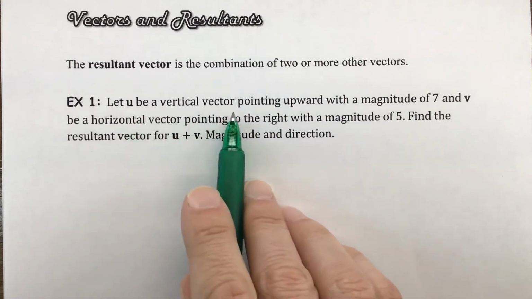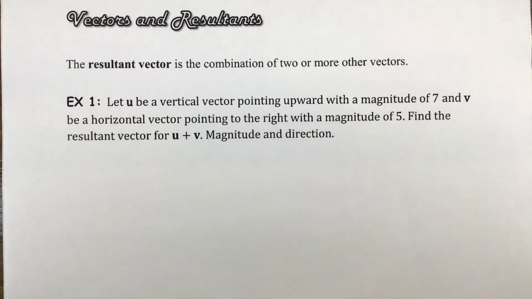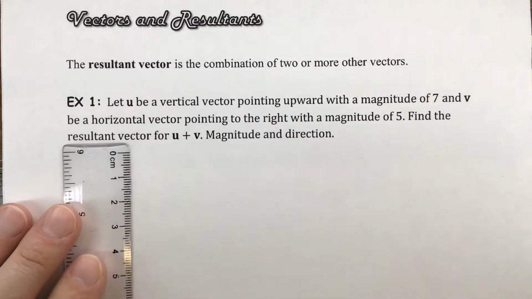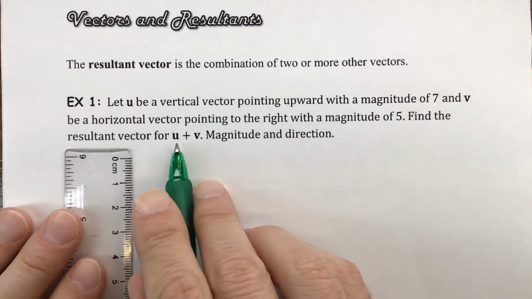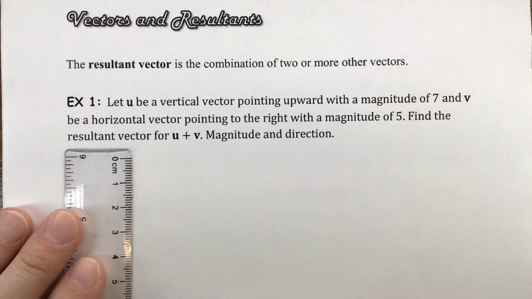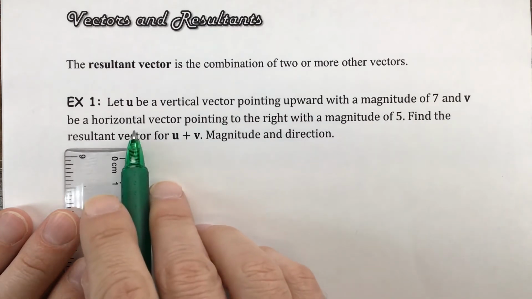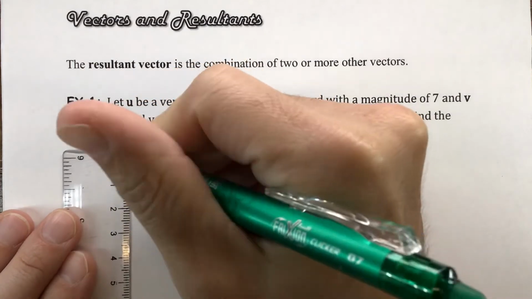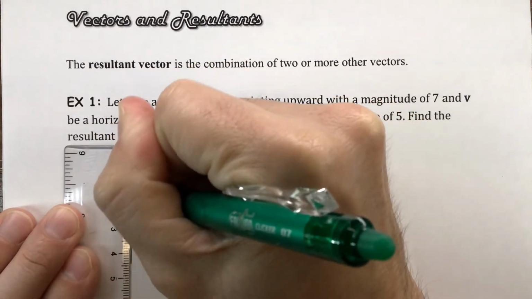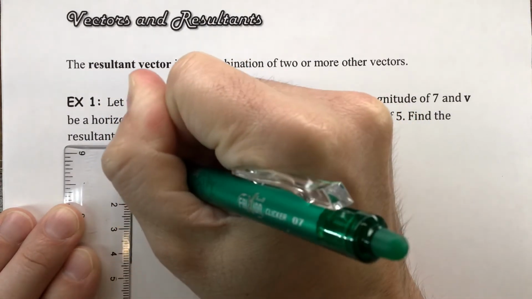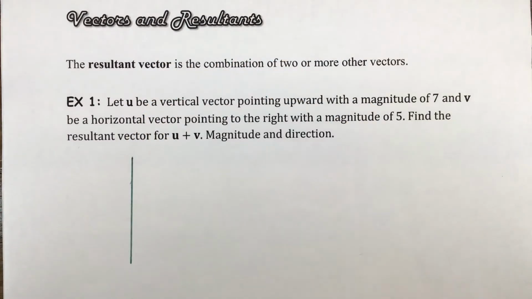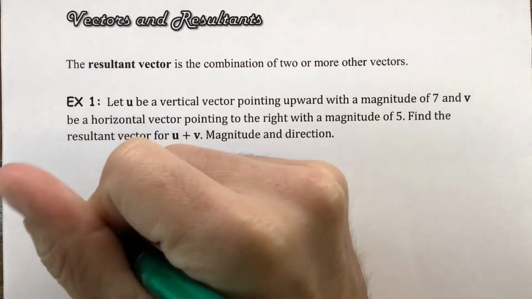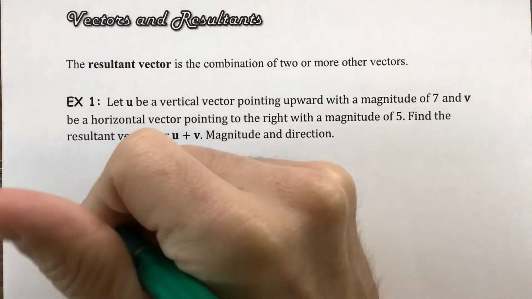Vector u is a vertical vector pointing upward with a magnitude of 7. Okay, and at the end of that, because we're going to be adding on v, let's make sure I place this right. v is going to be a horizontal vector that is pointing to the right. For the space that I have here, I can just go ahead and maximize the room that I've got there. Okay, so that is going to be vector u. It does have a length of 7.